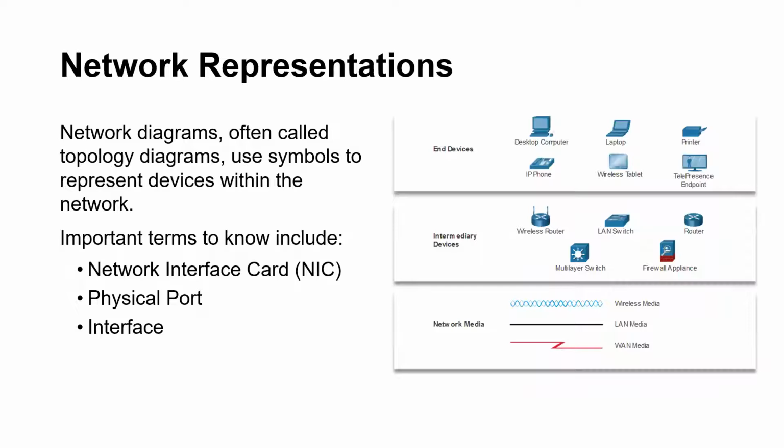Networks are represented by diagrams. Since you will be using Packet Tracer as a simulation, we have the following diagrams to identify or represent devices within the network. We have end devices, such as desktop computers, laptops, wireless tablets, IP phones, and intermediary devices such as wireless routers, LAN switches, routers, and firewall appliances.